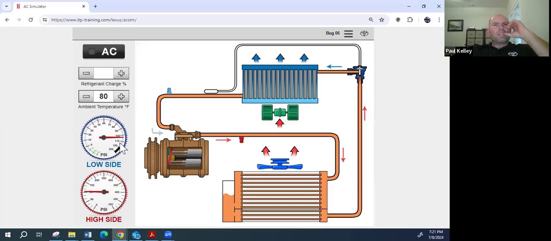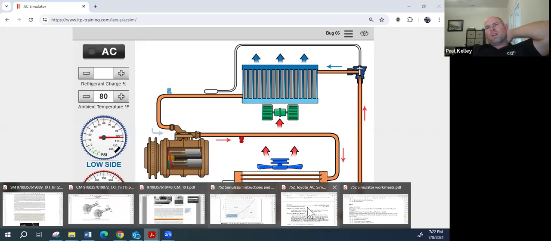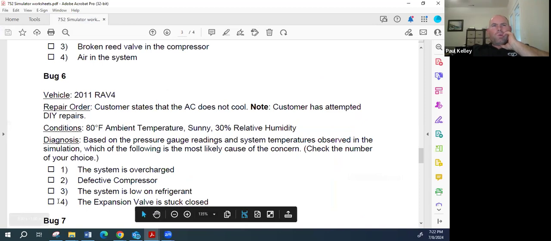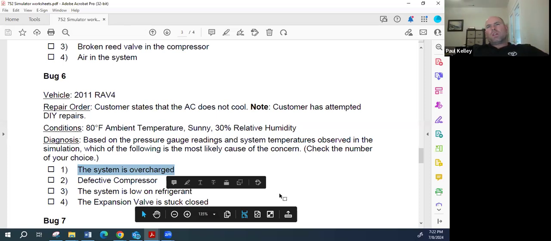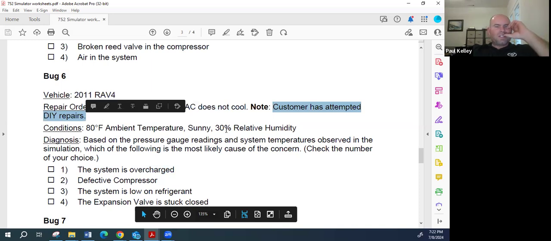What do we have? 104 or something? If you wanted the exact number, remember we can't with the power turned off. Either way, I agree, it's way high. So if your static is too high, there's only one possibility. You don't even have to get all upset about the other ones. What do you think about number one? It's overcharged. It's done. Makes sense why it says customer has attempted DIY repairs, huh? Right?